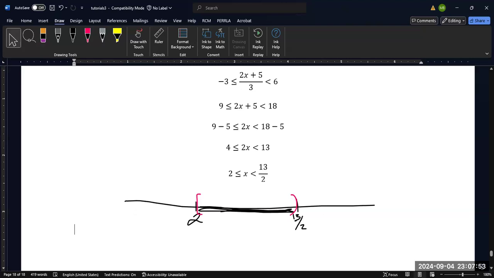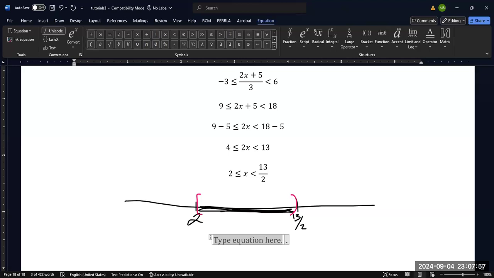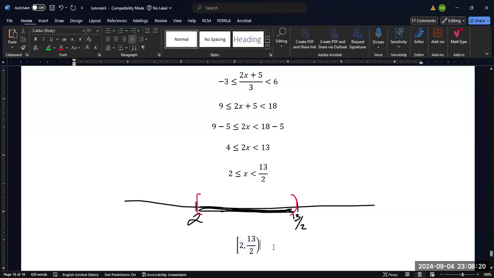Now, if I write this in interval notation, if I've used the brackets and parentheses, I use those same symbols in the interval notation. So this becomes 2, 13 over 2, close parenthesis. So this is a half open interval. That did not work very well. Let's try that again. Space, then 13 over 2. There we go. That's better.